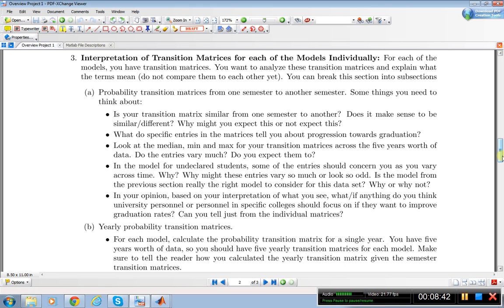And then in your opinion, based on what you interpret from the matrices that you see, what do you think people should do in the specific colleges or in the university to improve graduation rates? Where should they focus their efforts? Where do you see problems? Do you see any problems?